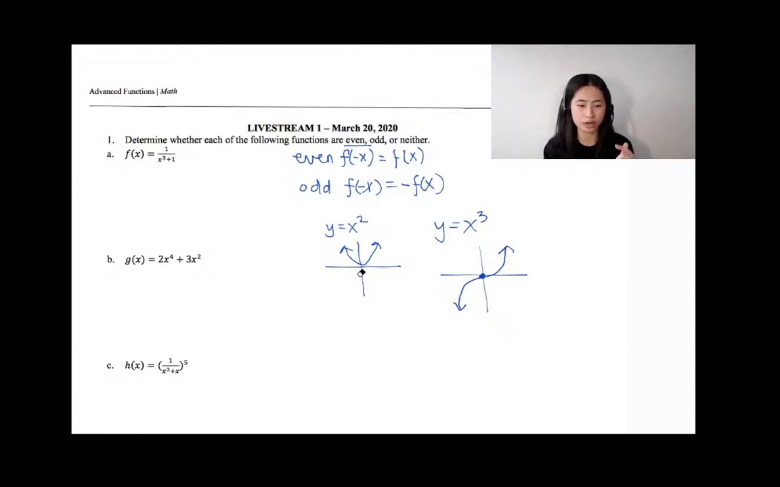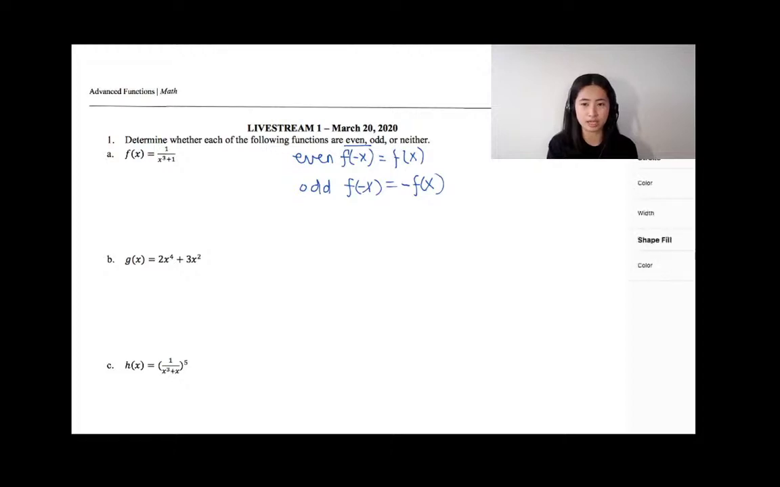But for these 3 questions, A, B, C, all you have to do is really evaluate whether you're going to have f of x as a result, which is the exact same thing as your function, versus if you can take out the negative sign and then you're going to have negative f of x. And if it's neither, that means it's not going to be either of the two, right?